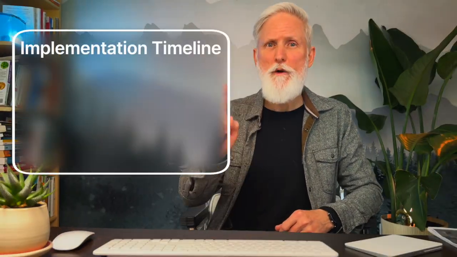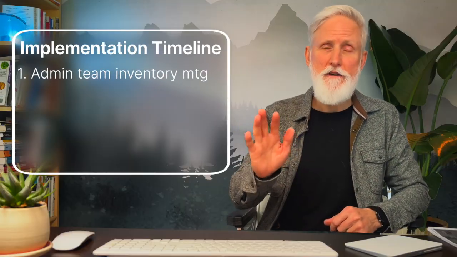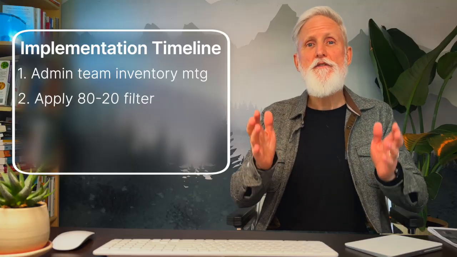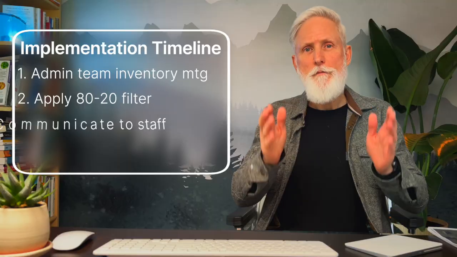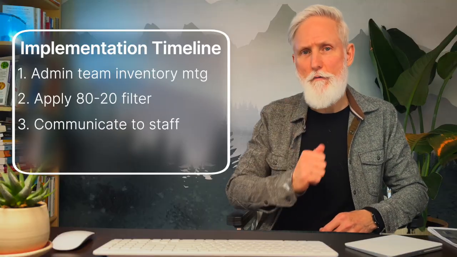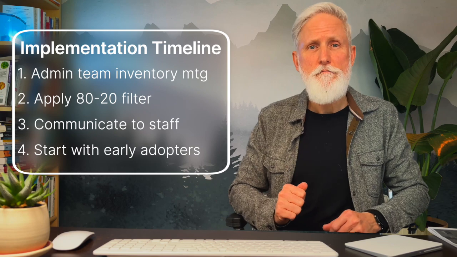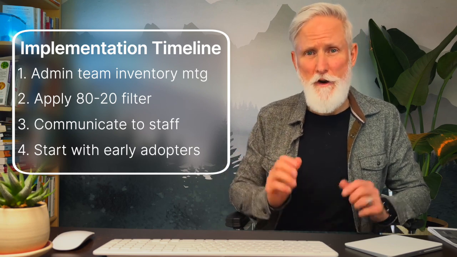Here's an implementation timeline to consider. Week 1, admin team inventory meeting. List every active initiative. Week 2, leadership applies the 80-20 filter and makes decisions. Week 3, communicate to staff with clear rationale. In week 4, start with early adopters. You may not necessarily mandate implementation for everyone immediately.